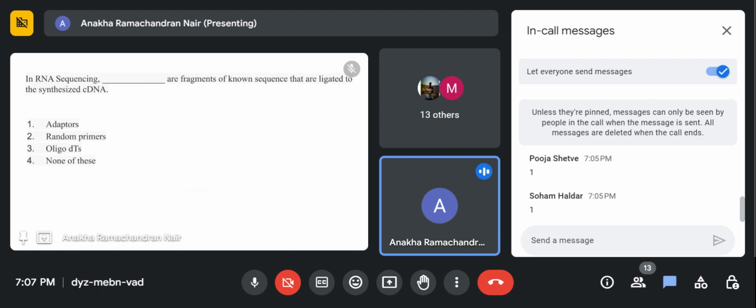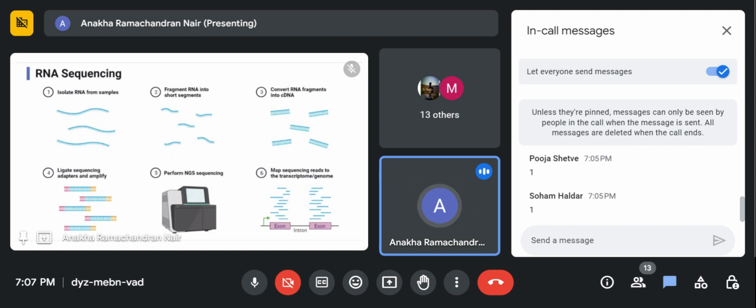So in RNA sequencing, this is the flow chart of RNA sequencing. You isolate the RNA from the sample. You fragment the RNA into short fragments because there is a certain length that can be sequenced. So you have to bring all the samples to that length. The best way to do that is to fragment them so that they become small, and it will be a random fragmenting, so that you have overlapping sequences from which you can finally make a complete RNA fragment. And you convert the RNA fragments into cDNA.